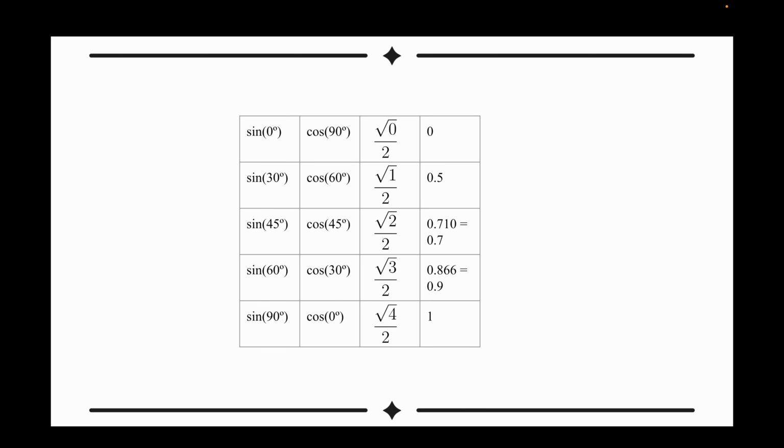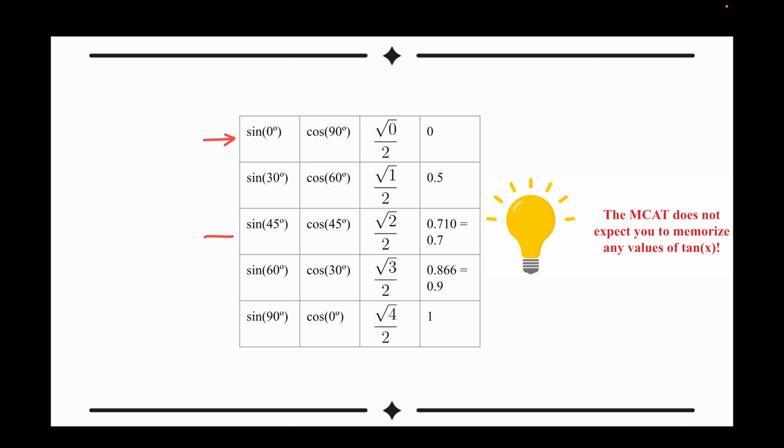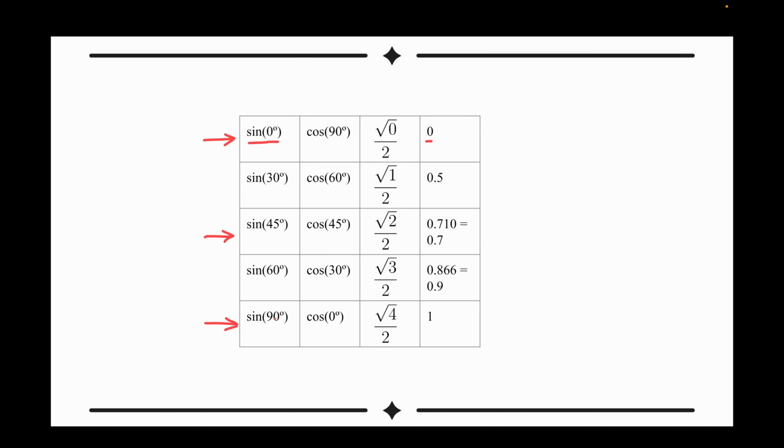Here's a table of the sine and cosine values you should know for the MCAT. The highest yield values to know here are the values equaling 0, 0.7, and 1. I've arranged the values like this in this table to show you two important things. The first is that the sine value increases as you increase the angle from 0 to 90 degrees. We can see the sine of 0 degrees is 0 and the sine of 90 degrees is 1.